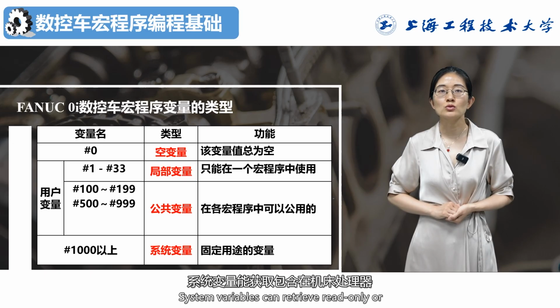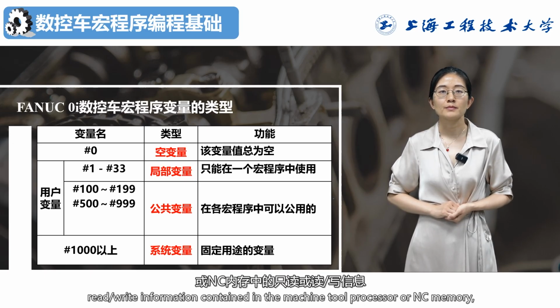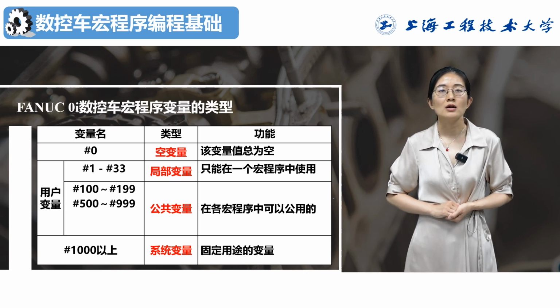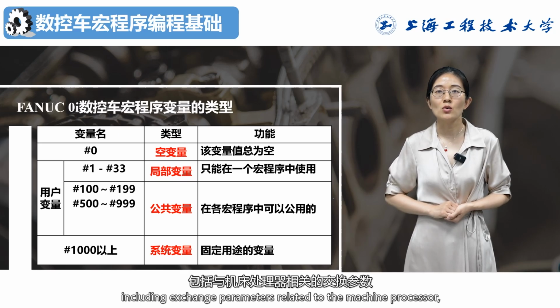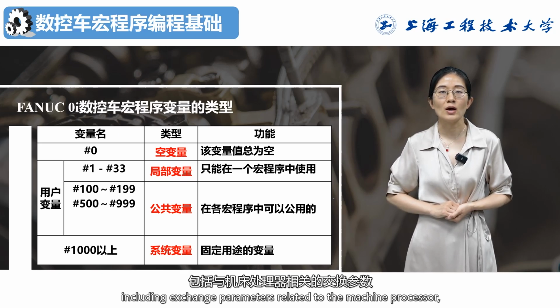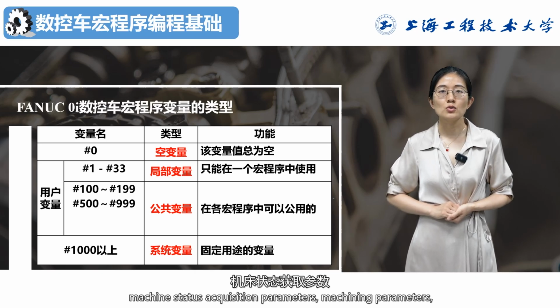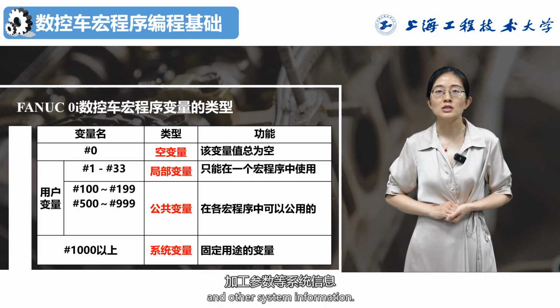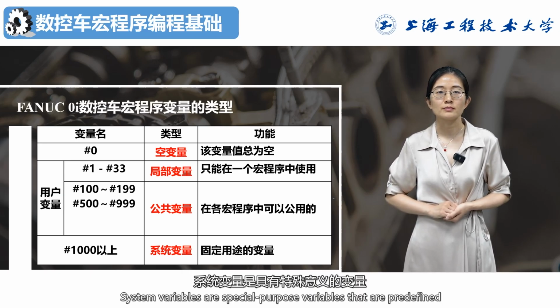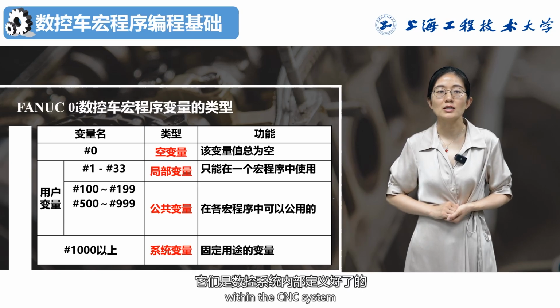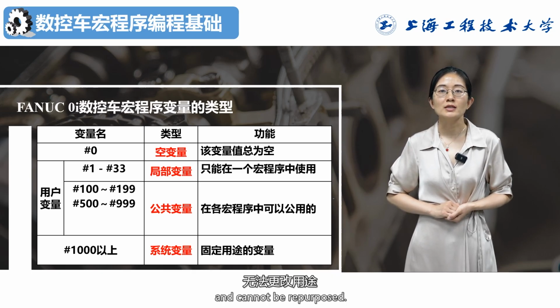System variables can retrieve read-only or read and write information contained in the machine processor or NC memory, including exchange parameters related to the machine processor, machine status acquisition parameters, machining parameters, and other system information. System variables are special-purpose variables that are predefined within the CNC system and cannot be repurposed.